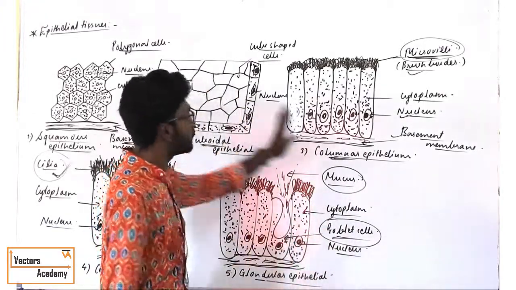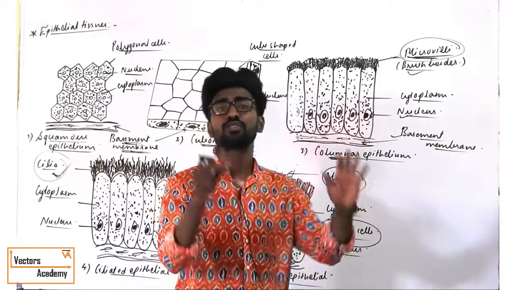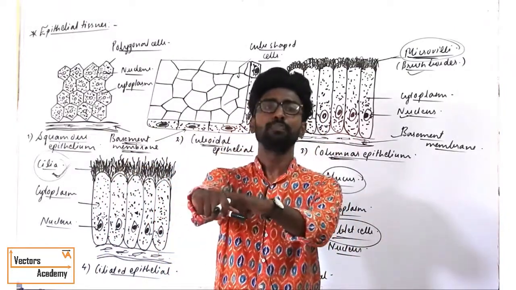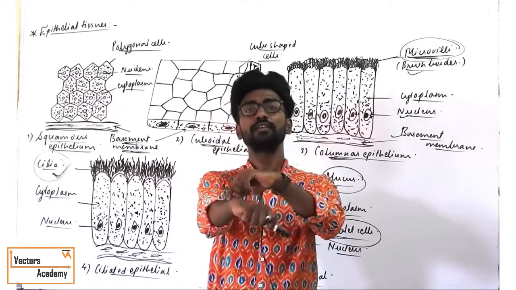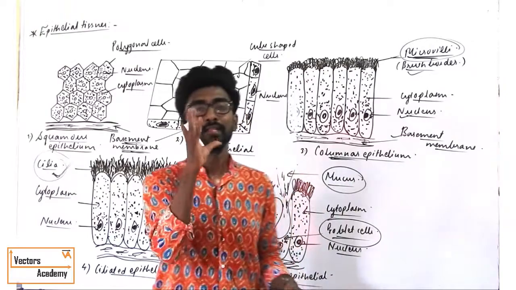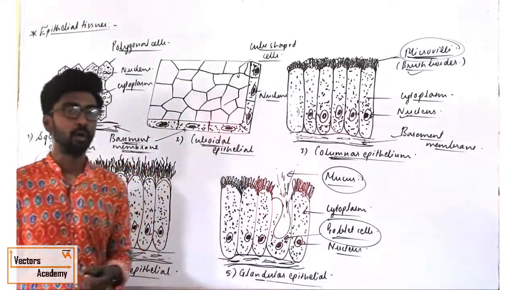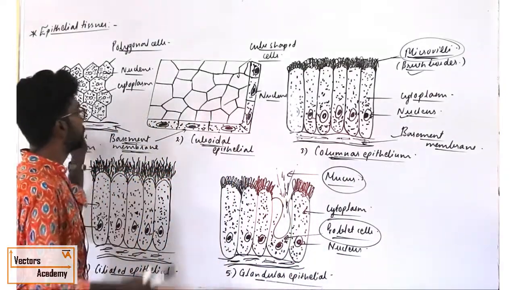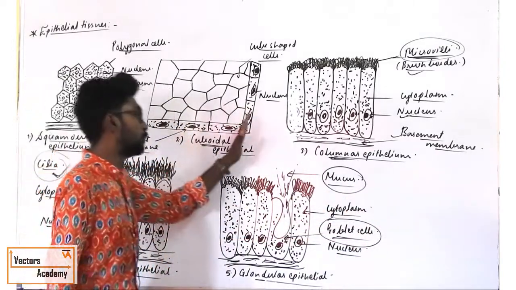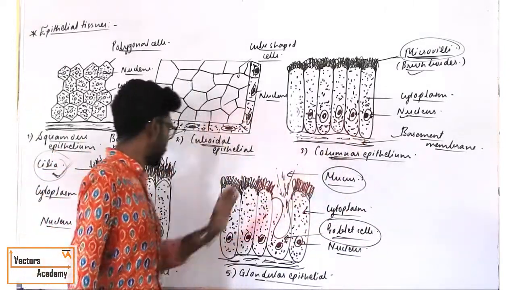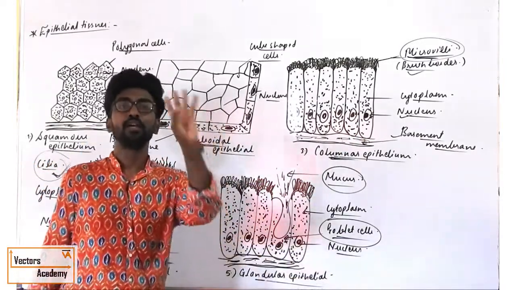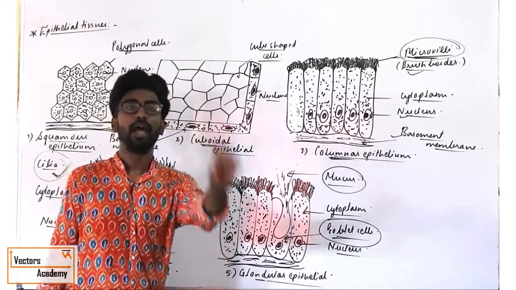These are all the different types of epithelial tissues widely distributed in our body. When you talk about the skin, the outer lining of the skin, the epidermis, is also made up of epithelial tissue. Hence it is a widely distributed type of tissue. So we have seen all the different types of epithelial tissue: squamous, cuboidal, columnar, ciliated, and glandular epithelium, with their structure, location, and function.